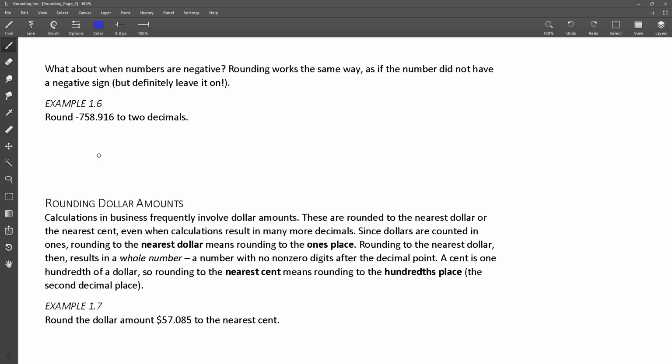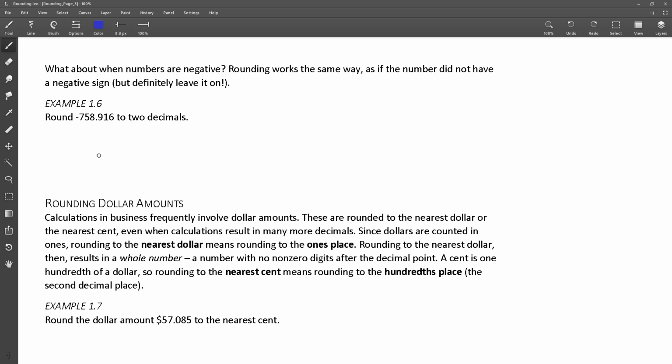Okay, how about negative numbers? Well, with negative numbers, just round as if the number was not negative and then put a negative sign on it. So if you start thinking about it being a negative number and then you say, oh, am I adding 1 or is it subtracting? Don't do that. Just look at the number as if it did not have a negative sign. Do the exact same thing you would do to it if it didn't have a negative sign, and then leave the negative sign on it.